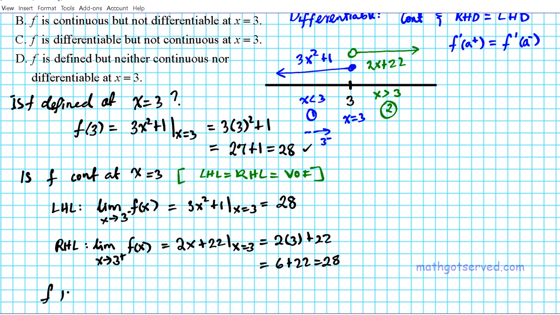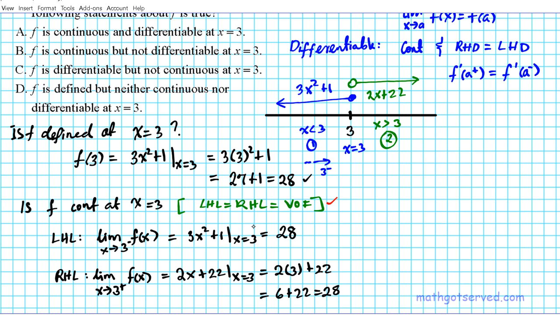F is continuous because the double-sided limit, which is a combination of the left-hand and the right-hand limit, which we can write together like this, is equal to 28, the value of the function. So, ladies and gentlemen, the function is defined and continuous. Okay, so let's move along to the last part.